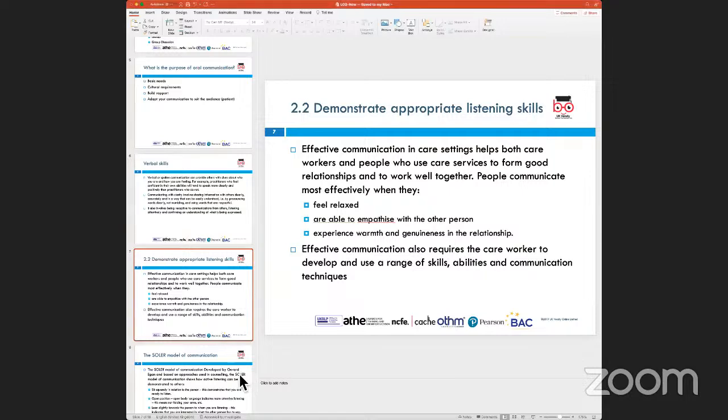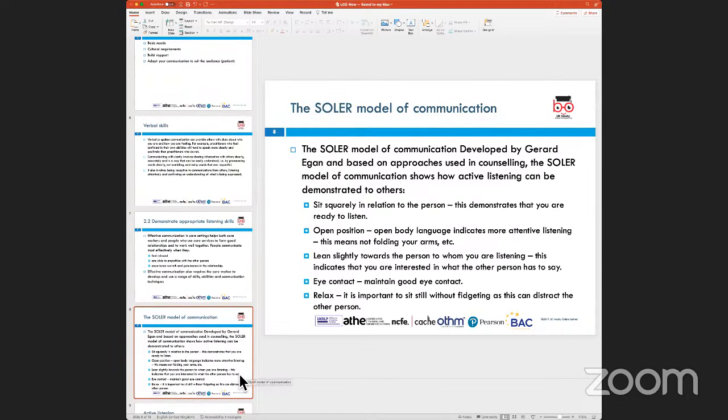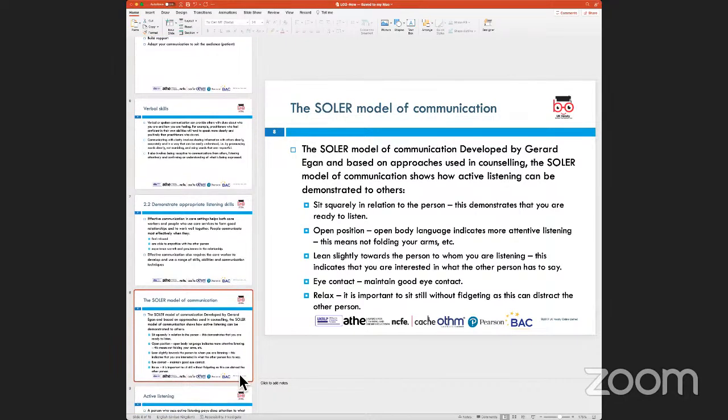Now, when we look at the whole process of active listening or listening skills, there is one theoretical model we have to look at, and that is the SOLAR model. The SOLAR model was developed by Gerard Egan and is based on approaches used in counseling. SOLAR is an acronym: S stands for sit squarely.